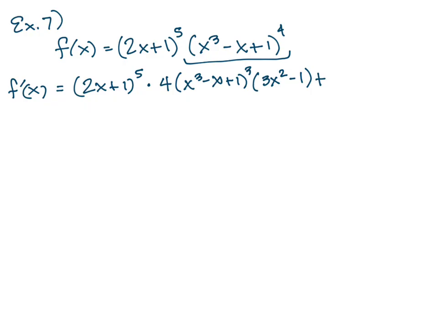Truett, you want to give it a shot? 5 times 2x plus 1, and then that's to the 4th, and then times 2. Good. So the derivative of the first times the second. So my second's going to have to fit right here: x cubed minus x plus 1.